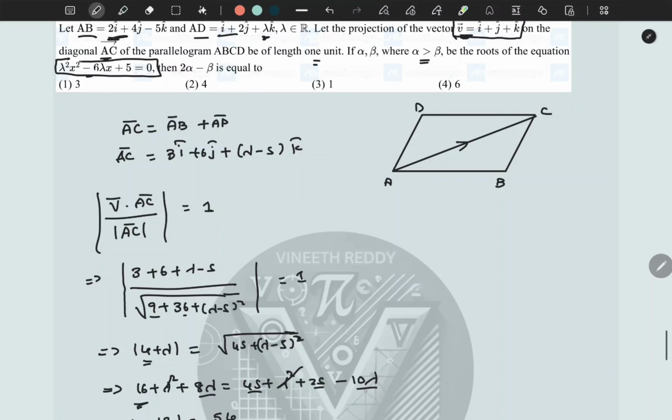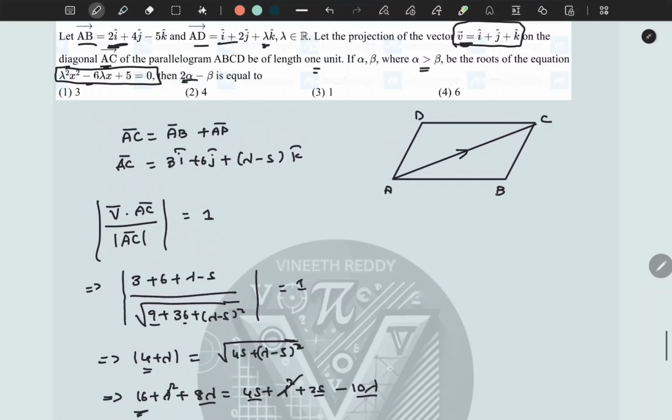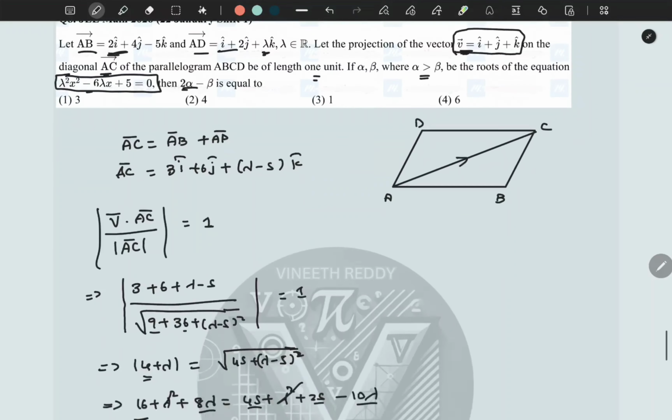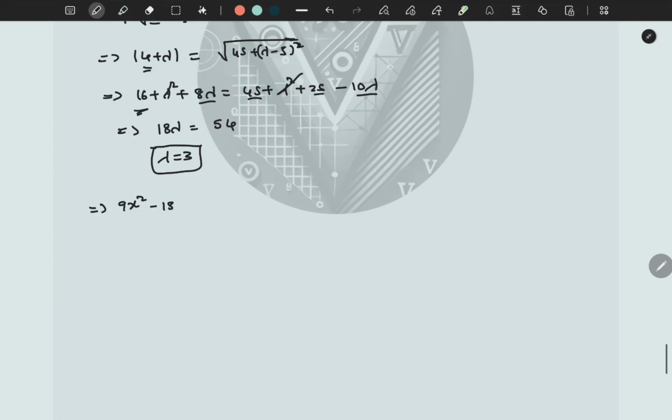Now in this equation we have to find 2 alpha minus beta, right? So that means you have to find the roots of this equation. What is lambda? Lambda is 3, so that equation becomes 9x square minus 6 into 3, that is minus 18 lambda, plus 5 equals 0. So I think we can solve it. x will be minus b plus or minus root of b square, 18 square is 324, minus 4 into 9 into 5. 4 into 5 is 20 and 20 into 9 is 180.